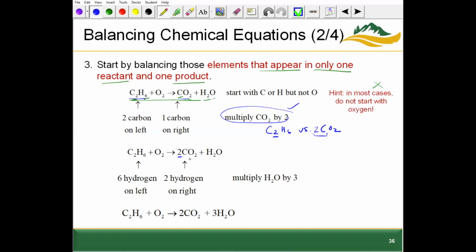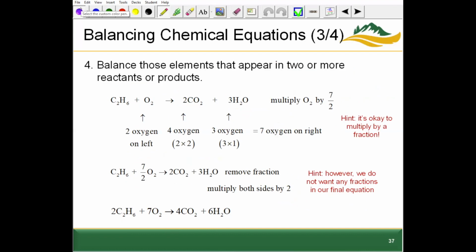Next, we can focus on hydrogen. It again only shows up in one reactant and in one product. So C2H6 has 6 hydrogens. Here we have 2. So what do you think we should do to make the number of hydrogens equal? Well, we could multiply this coefficient by 3. So then 2 times 3 becomes 6 hydrogens here and 6 hydrogens here. So now we have incorporated this coefficient here and this coefficient of 3 now. Everything else has stayed the same so far.